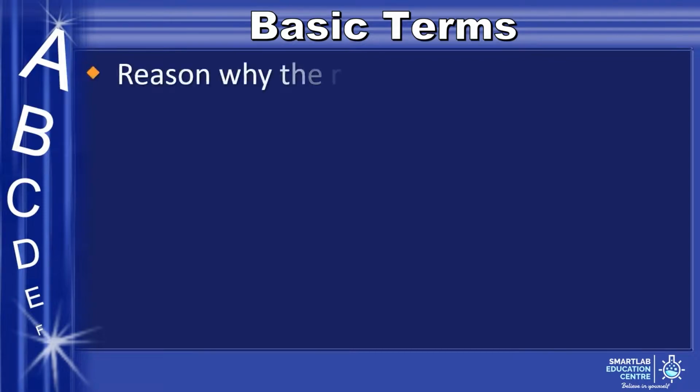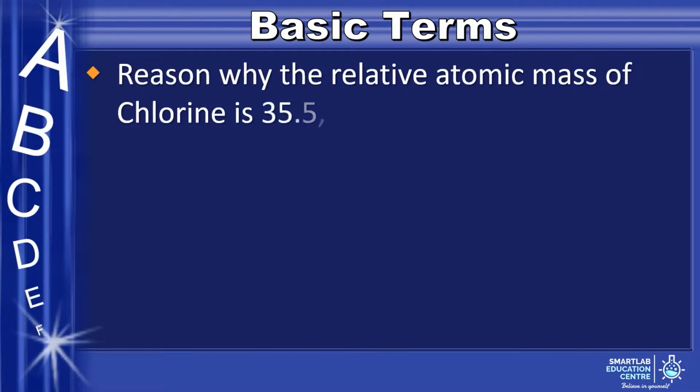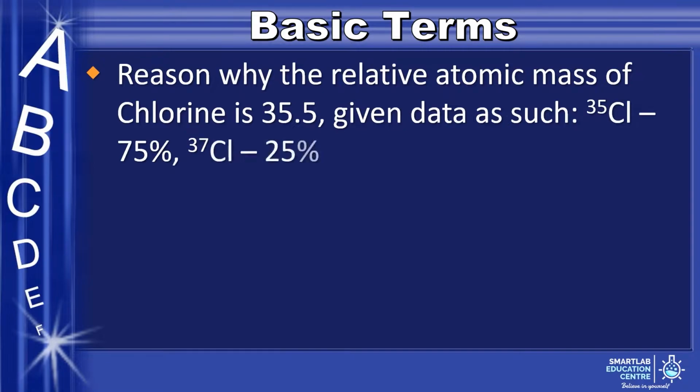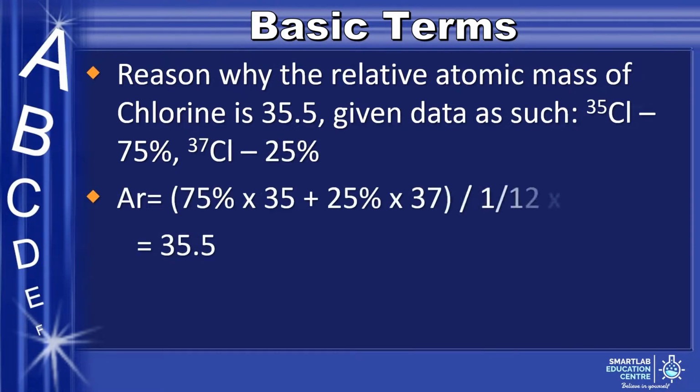Explain why the relative atomic mass of chlorine is 35.5 given the following data. It is because by taking the relative abundance of each isotope multiplied by their mass, it would give 35.5 as seen in the calculations.